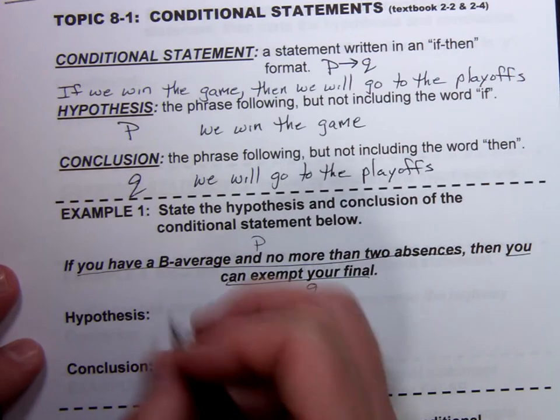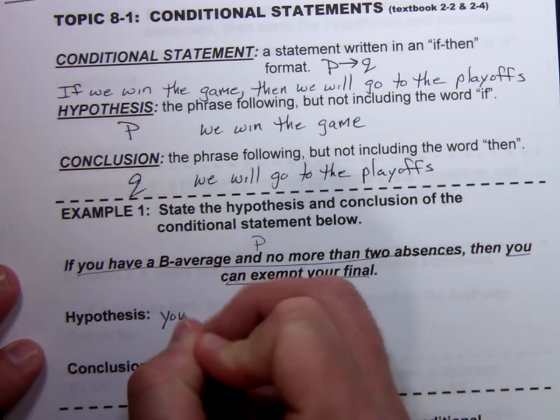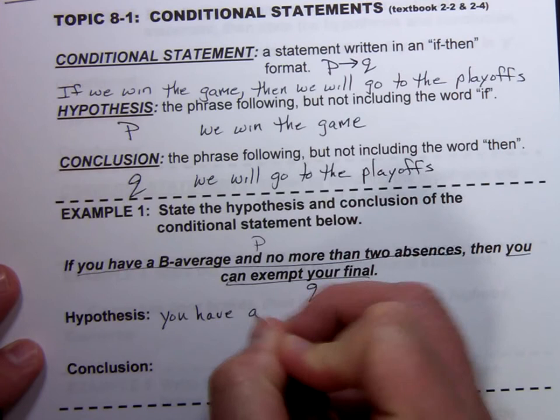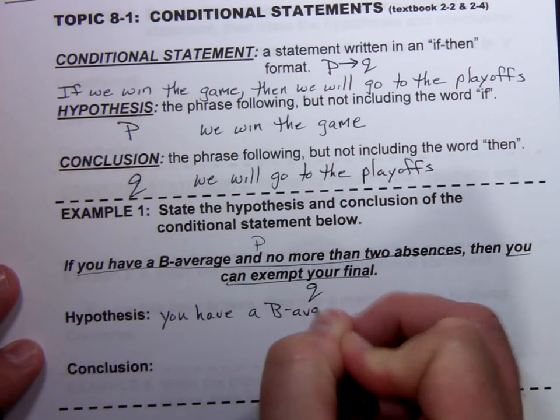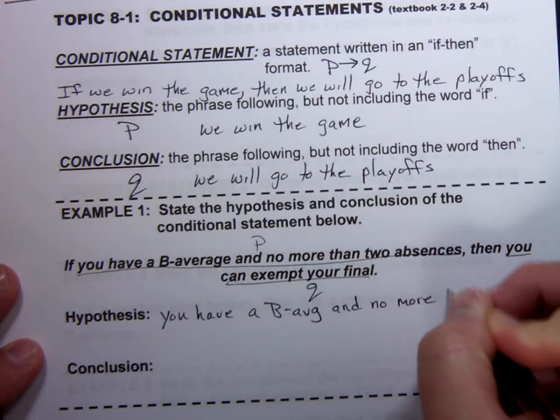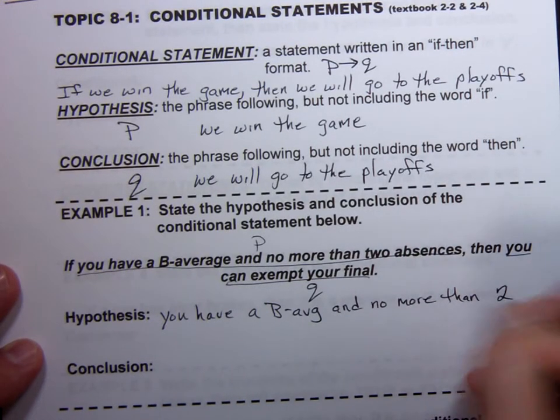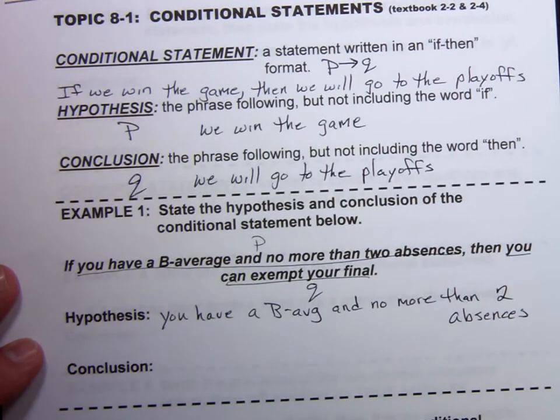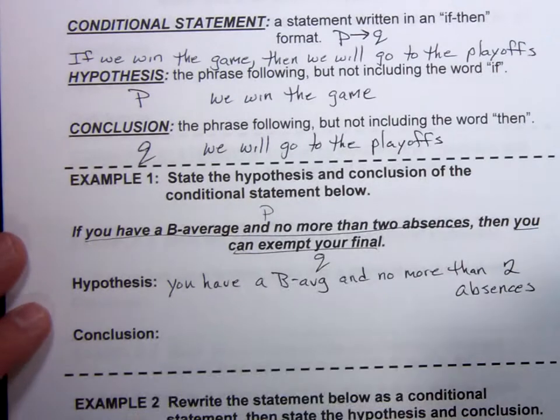So let's write that out. The hypothesis is you have a B average and no more than 2 absences. And the conclusion is you can exempt your final.